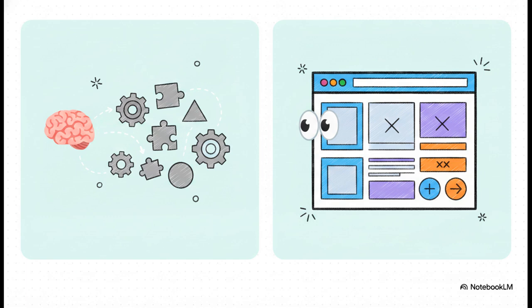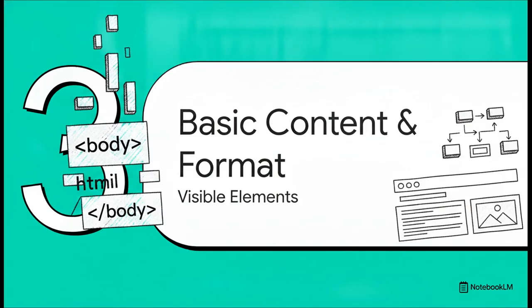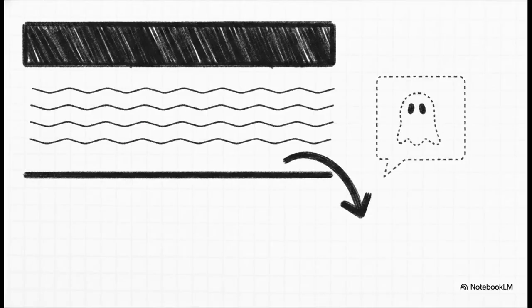Meanwhile, the body tag? That is the physical manifestation of your site. It holds absolutely everything the user actually sees, clicks, reads, and interacts with on the page itself. Section 3. Basic content and formatting. With our boilerplate perfectly set, let's start dropping real content into that body tag.